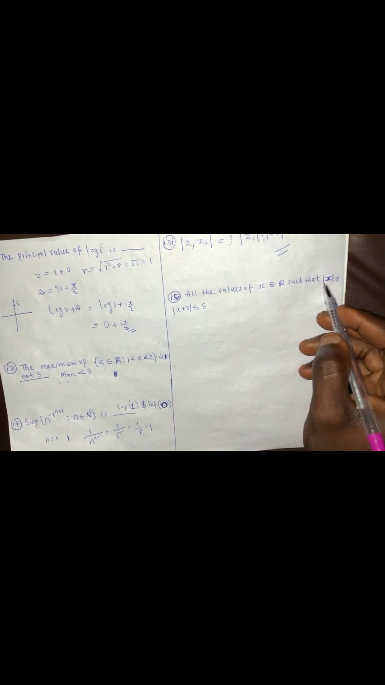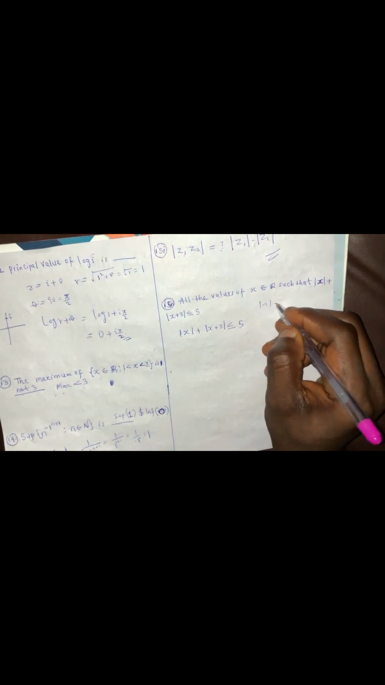Now let's look at this one. All the values of x are what? Elements of real numbers. So since they are elements of real numbers, then this is what happens. They now told us that such that we have the absolute value of x plus the absolute value of x plus 3 is less than or equal to 5.